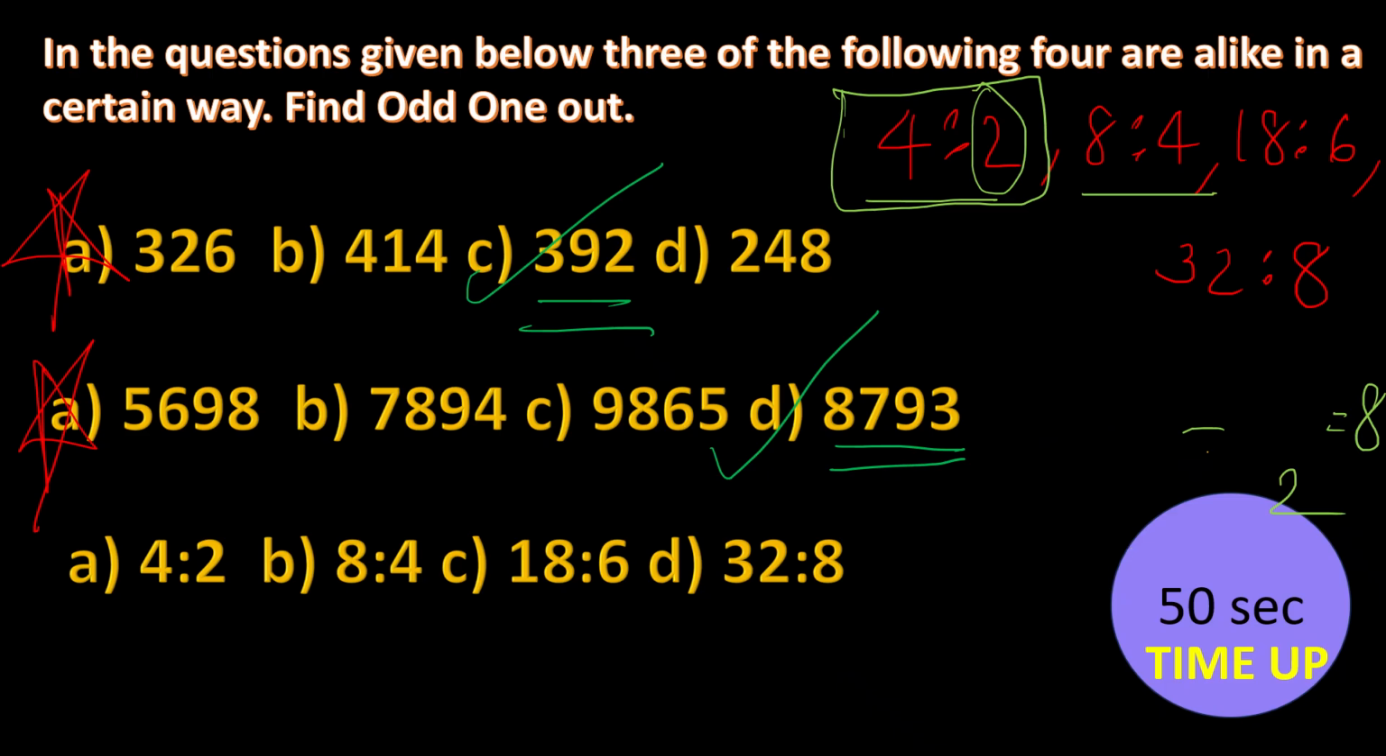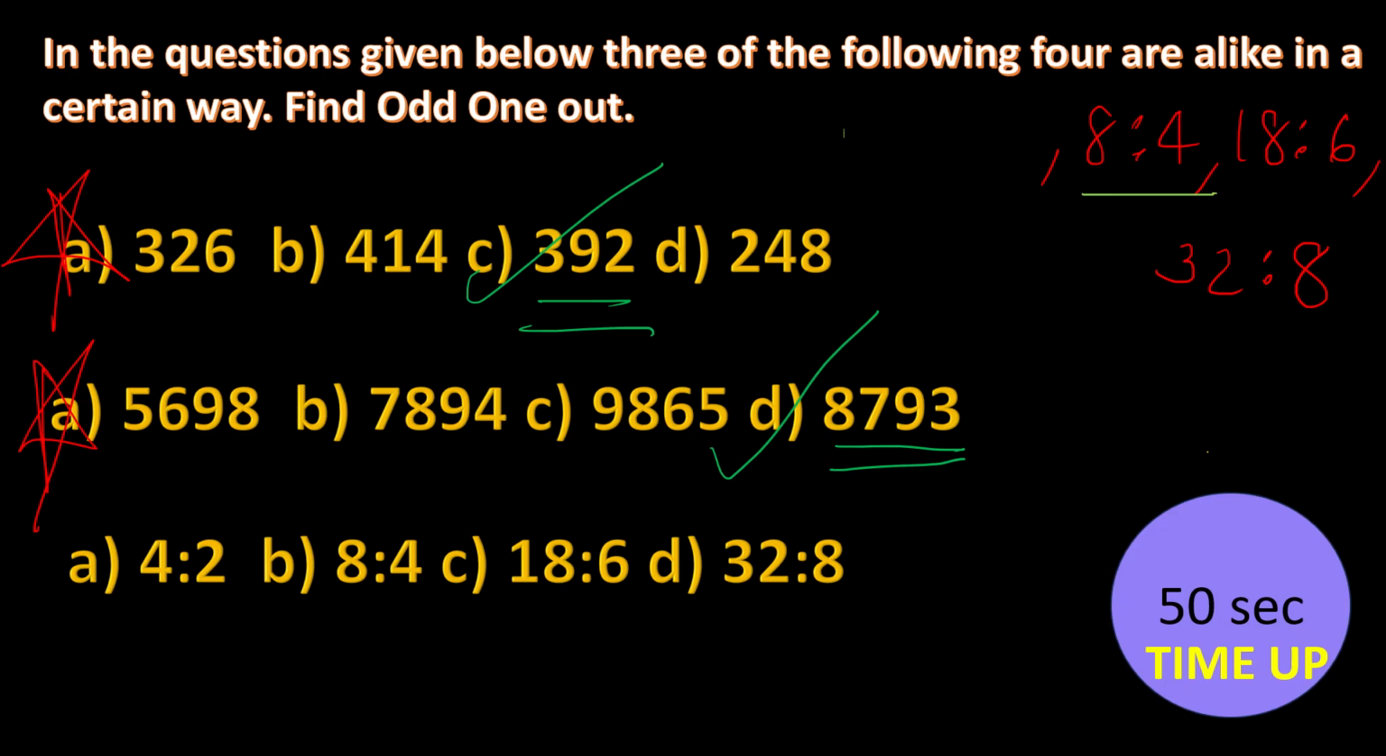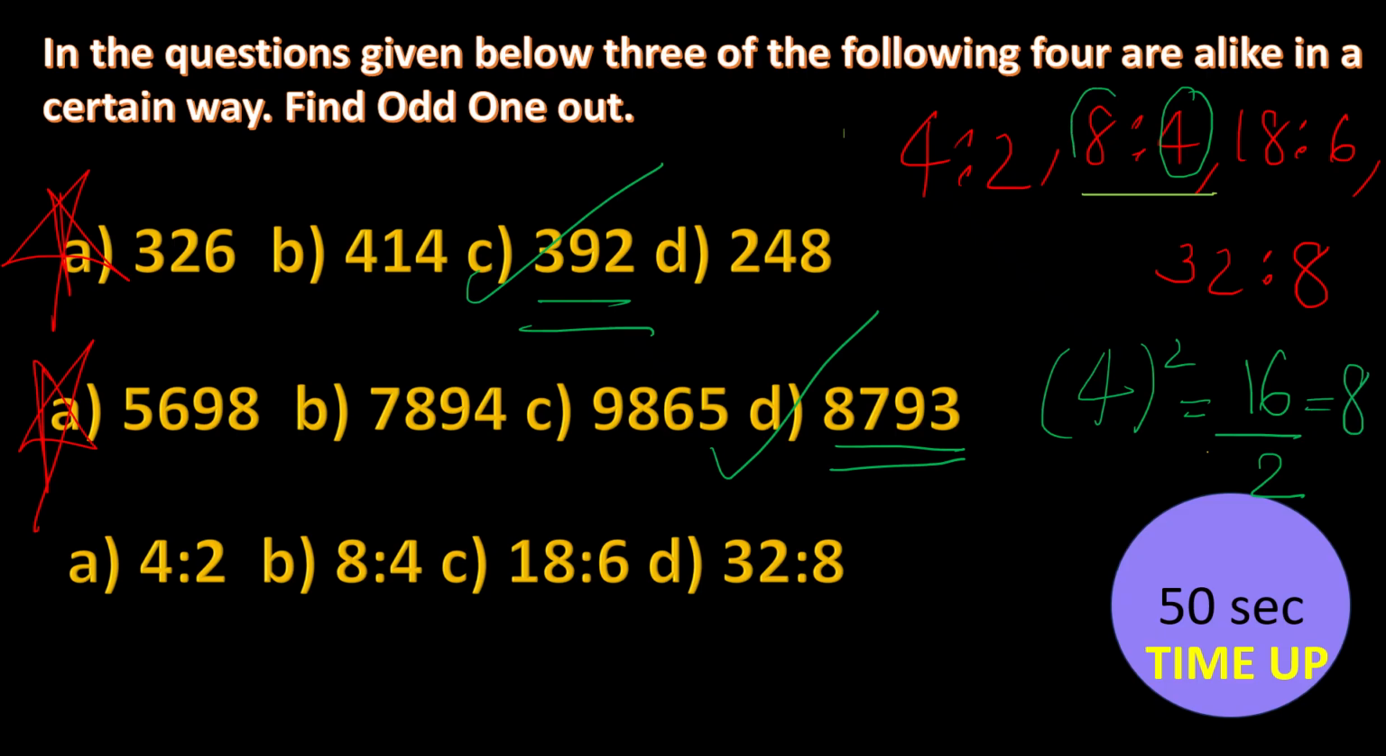Here what they have done is, my bad. Sorry for that. See, what they have done here is 4 is to 2 is given, right? So if you check, they have used the second number. Like if you take 4 square, it will give you 16. 16 divided by 2 they have done, which will give you 8. So product is 8. So this is okay.